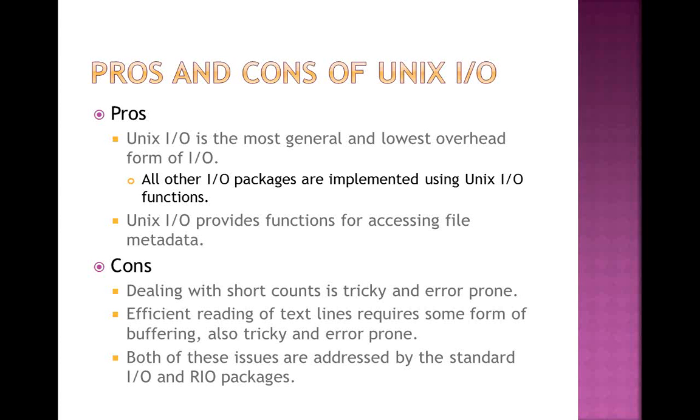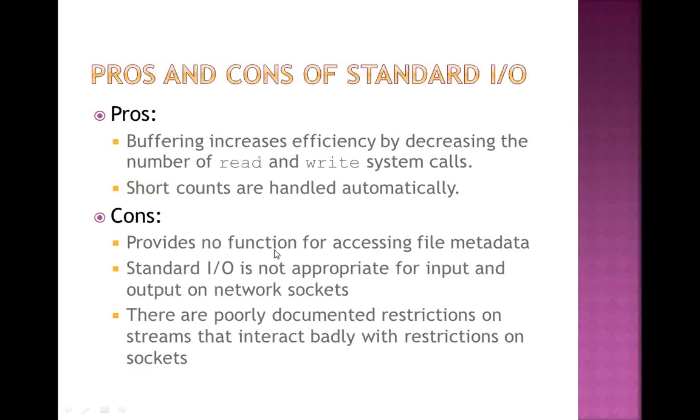Next, what are the limitations of Unix input output? Dealing with short counts is very tricky and error prone. That is one of the biggest limitations in the Unix input output. Next limitation is that efficient reading of text lines requires some form of buffering, also tricky and error prone. Both of these issues are addressed by the standard input output and the RIO package. That is, the limitations can be removed by using the standard input output and the RIO package.